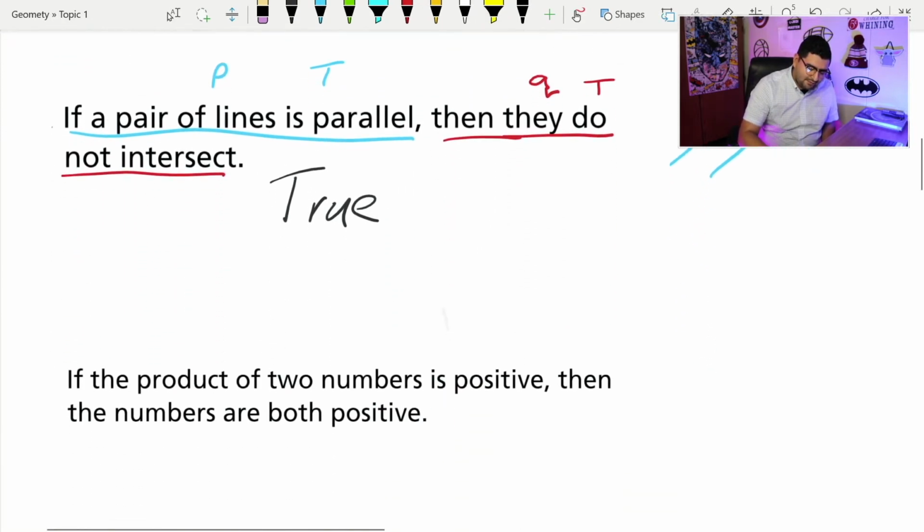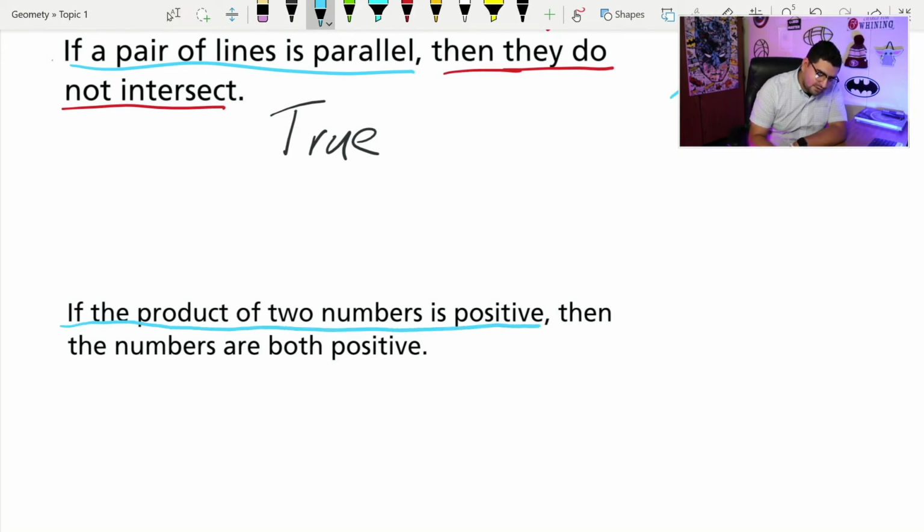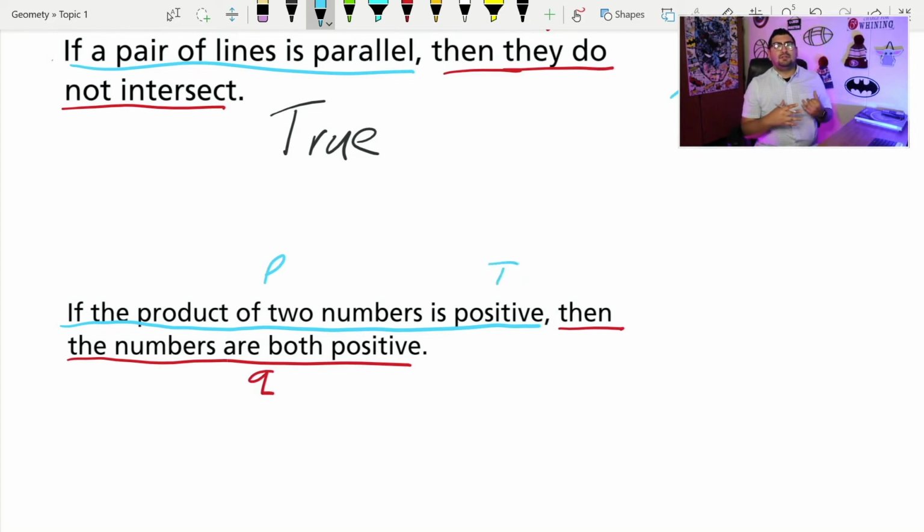So here we have another conditional statement. It says if the product of two numbers is positive, then the numbers are both positive. So again, if the product of two numbers is positive, this is going to be our hypothesis P. Then the numbers are both positive, Q. So first let's analyze the hypothesis. The hypothesis would be true in this case. The product of two numbers is positive.